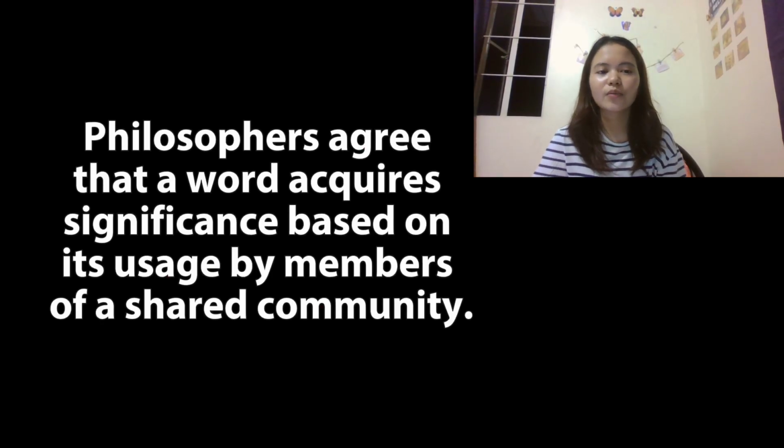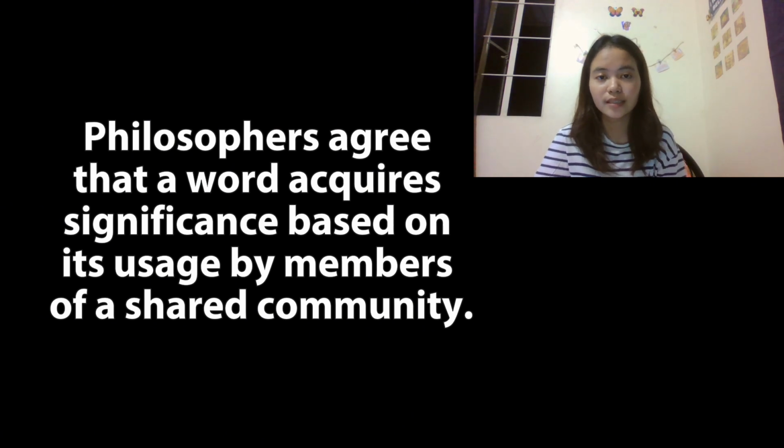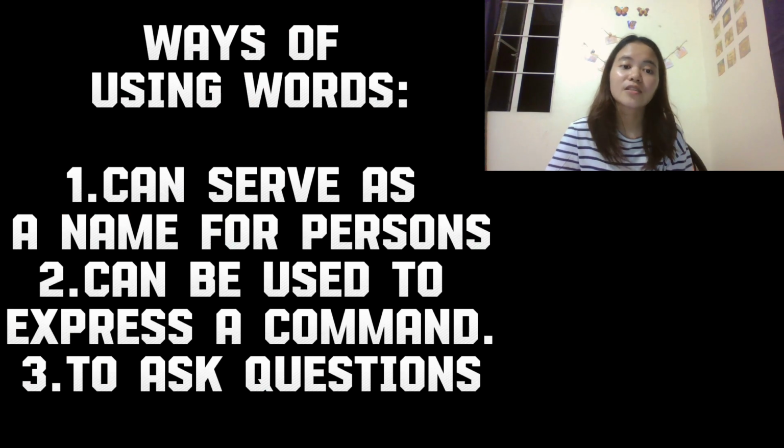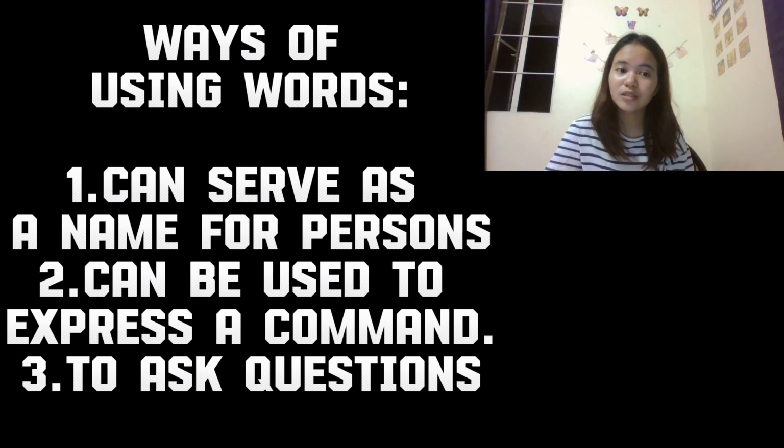First, let us tackle how a word acquires meaning. Philosophers agree that a word acquires significance based on its usage by members of a shared community. According to Wittgenstein, there are many meaningful ways in which words can be employed. Examples of these are words can serve as the names for persons. It can also be used to ask questions, and it can even be used to express a command.